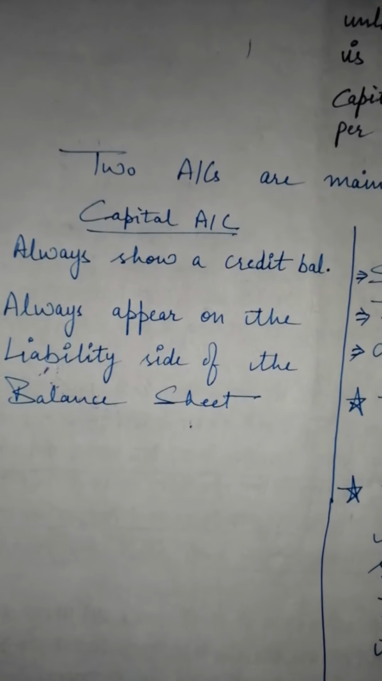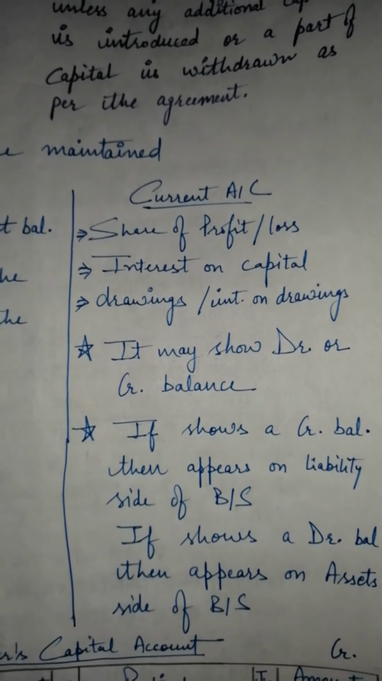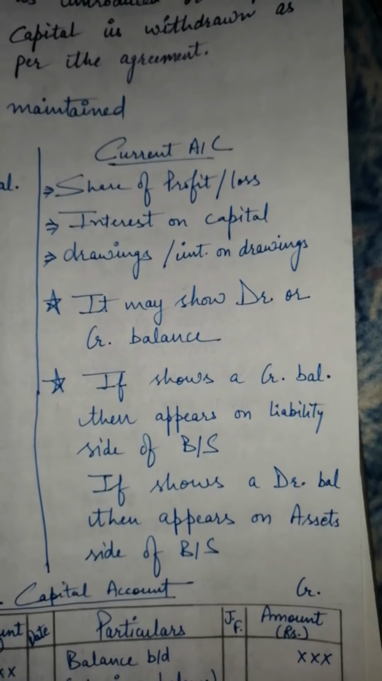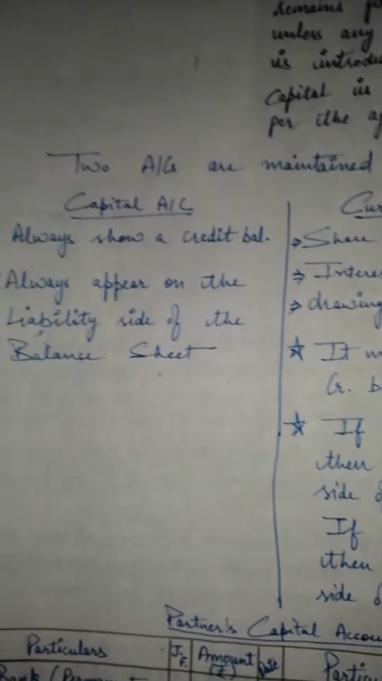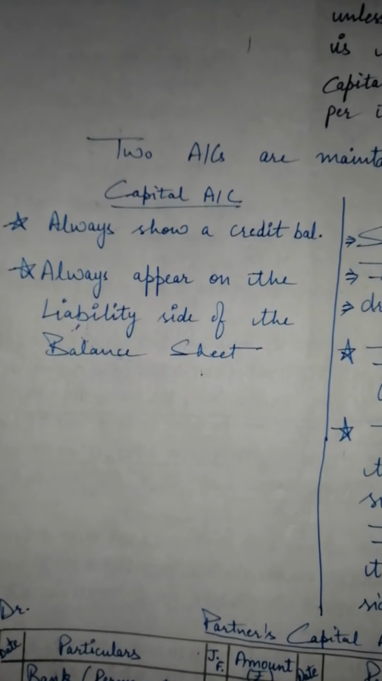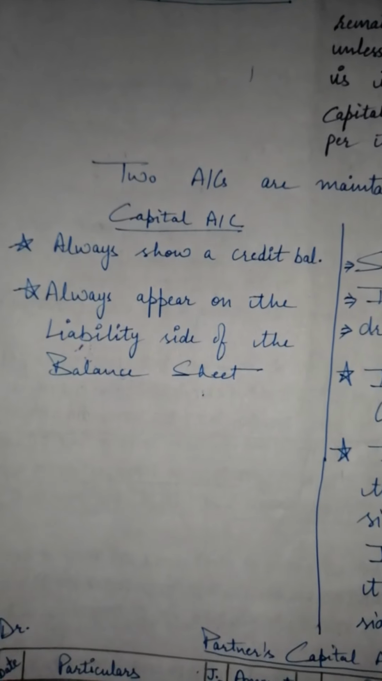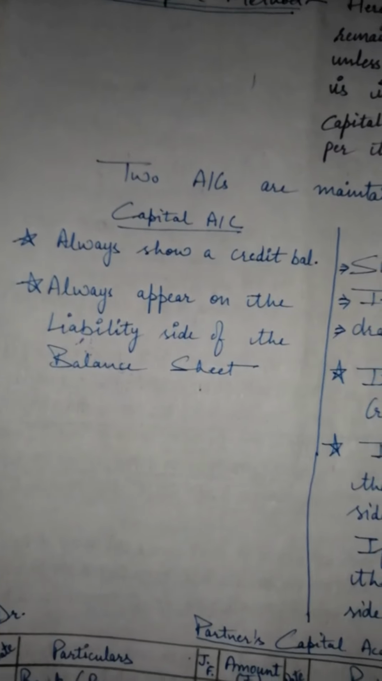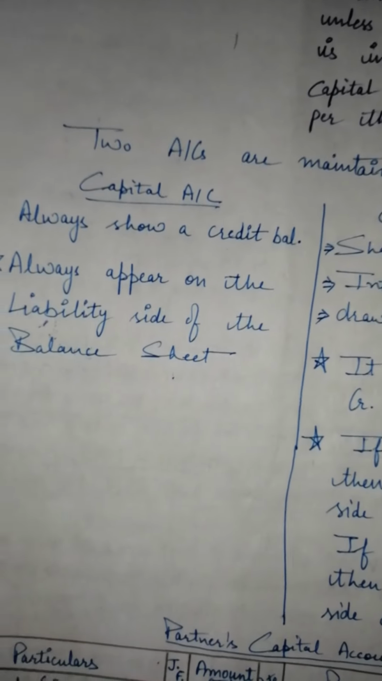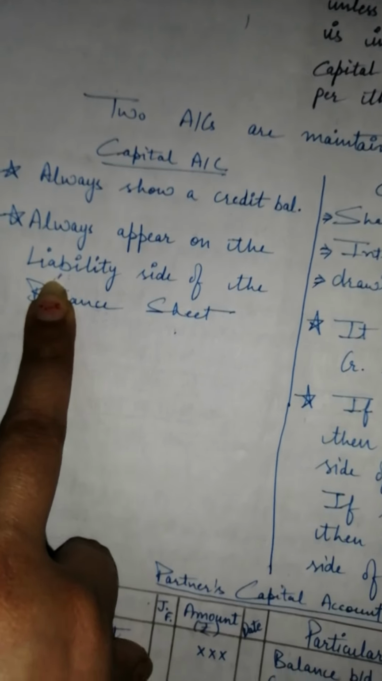First one is the capital account, second one is the current account. In the current account, all the transactions are recorded. In the capital account, there is only a credit balance. It always shows a credit balance, and its credit balance always appears on the liability side of the balance sheet.